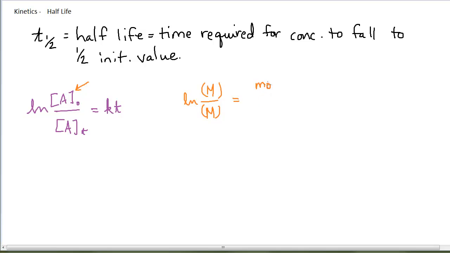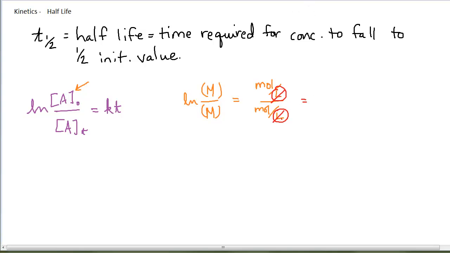Recall that molarity is moles per liter. So really, I have moles per liter over moles per liter. If my reaction is in an aqueous solution, the liters are not really going to change as the reaction proceeds. So numerically, the liters on top and the liters on bottom are essentially the same, and they cancel. So instead of taking the ratio of the concentrations, I could take the ratio of the moles initially divided by the moles after time t.